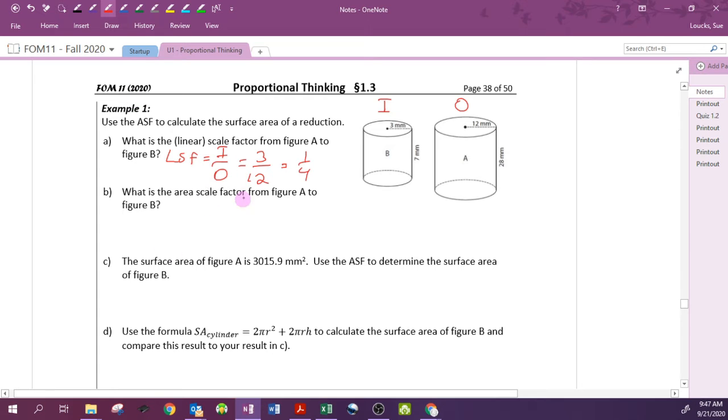What is the area scale factor? Well, you could, if you wanted to, figure out the surface area of the two shapes and compare those. Or you could remember that the area scale factor is the linear scale factor squared. So it's 1 over 4 squared, which is 1 over 16. I recommend that method. That's much easier.